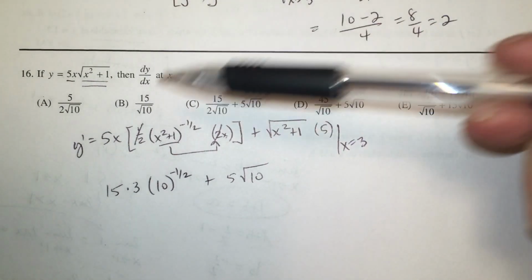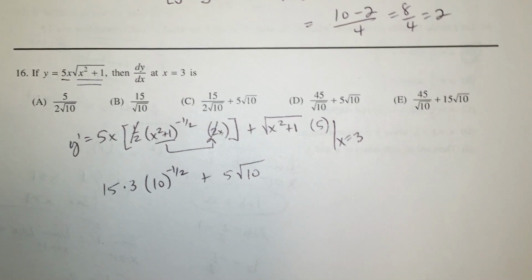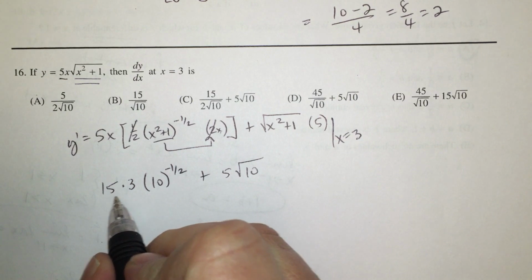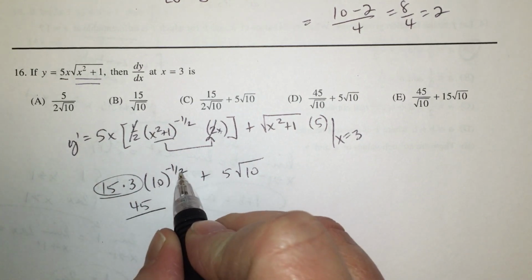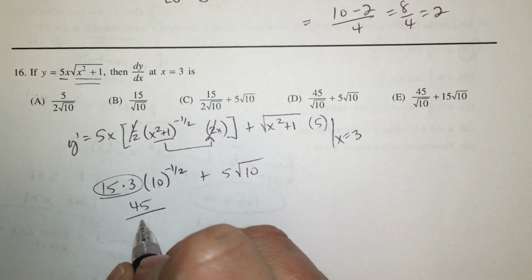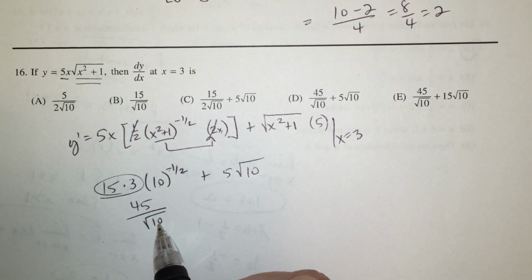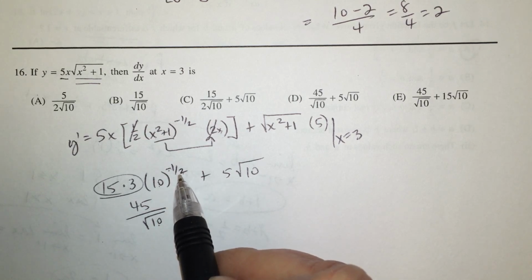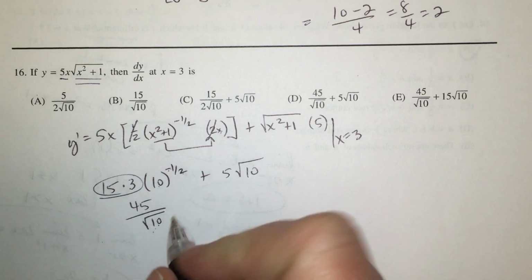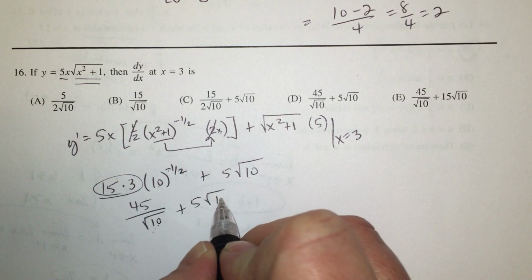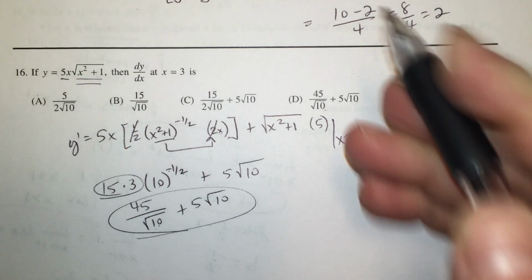Now we have to simplify it to the answer choices that we have up here, and it looks like most of them, they kept the separate terms. So 15 times 3 is 45. And if I have 10 to the negative 1/2 power, the 1/2 power is the square root, so I can take care of the negative on the exponent by moving it to the denominator, and then 10 to the 1/2 is just the square root of 10. So that gives me that, and then I want to add to that 5 square root of 10. So without having to simplify very much, we can see that our answer choice here is going to be D.